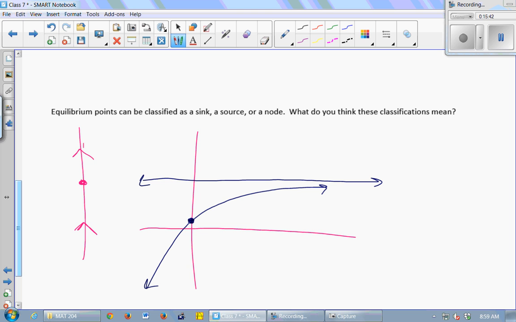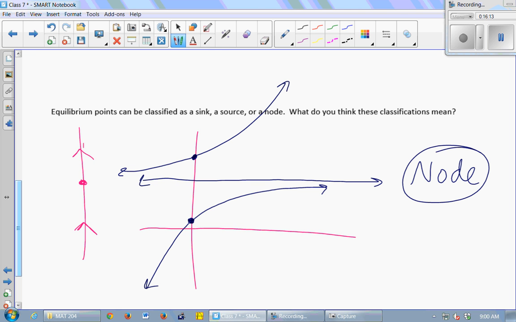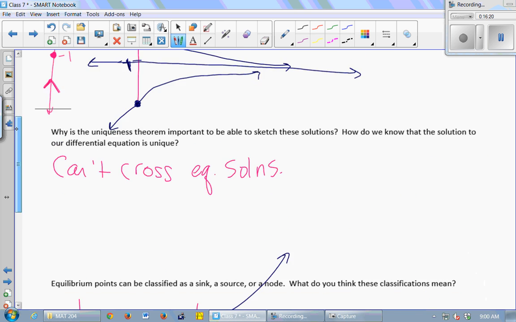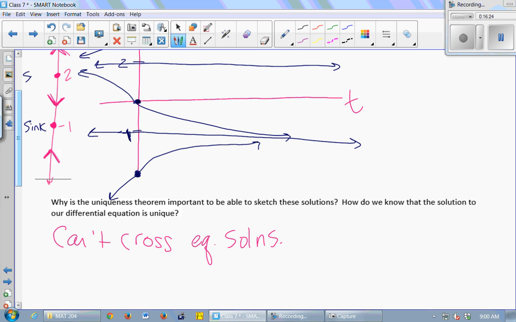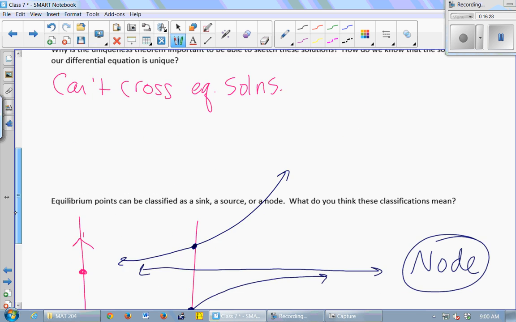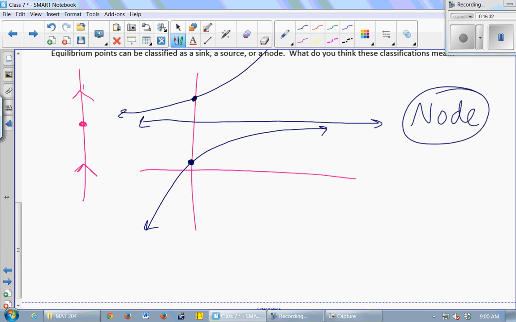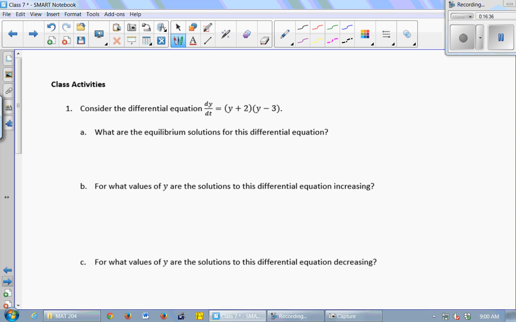So if I am on the other side of my equilibrium solution, above it, my derivative is positive, which means that the function is increasing, which means it's going away from my equilibrium solution. So this guy is a node. It's neither a sink nor a source because the solutions tend towards it from one side, but away from it from the other. So this is what we call a node. And then up here, I'll write sink and source. Okay, some for you to try.